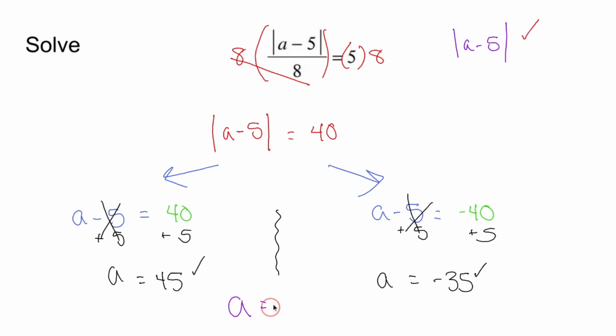So your final answer is you stating the fact that you have two answers. a is going to equal 45. a is going to equal negative 35. Put them both together. That is our answer. Dunzo, funzo.